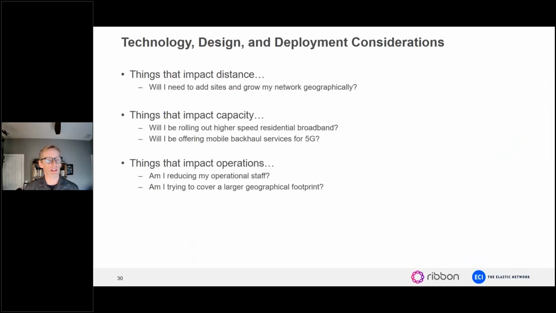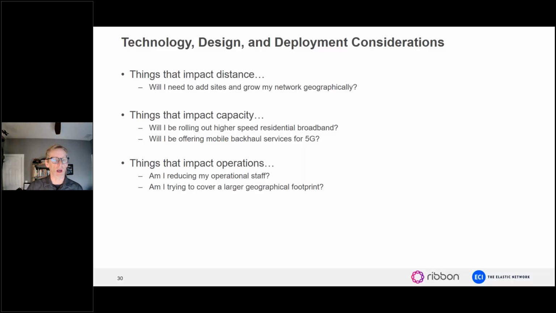So let's talk just a little bit then about some technology design and deployment considerations. There are things that you just need to think about when you're building these types of networks. Are you going to have things that impact your distance requirements? Well, I need to add sites or grow my network geographically. That's something you have to take into consideration when you're doing your design. You've got things that impact the capacity that your network is going to carry. Can I get away with a 10 gig wave, or do I really need to go with 100 and above?